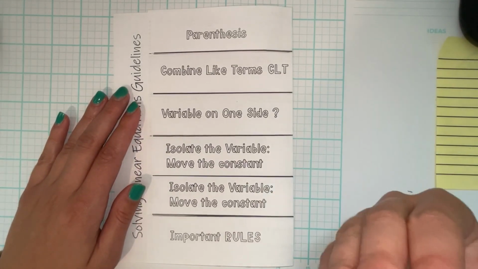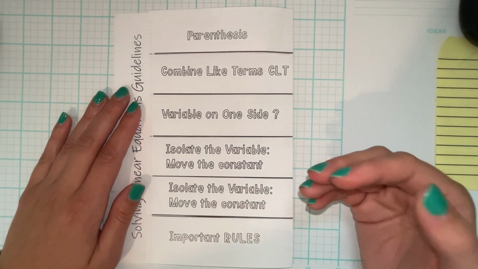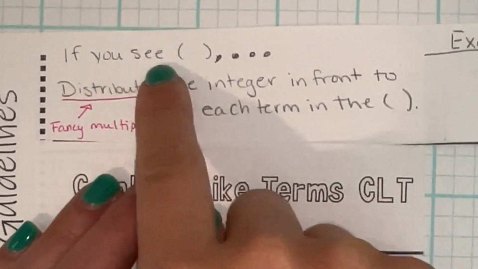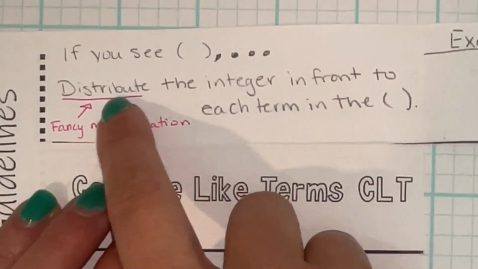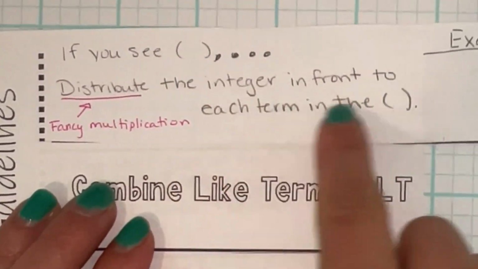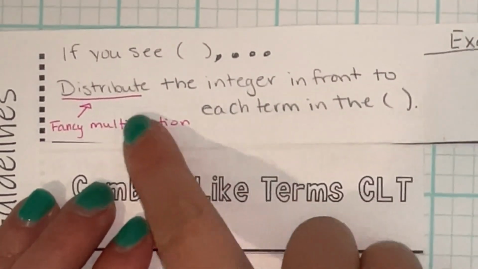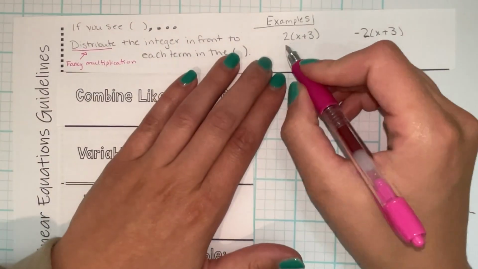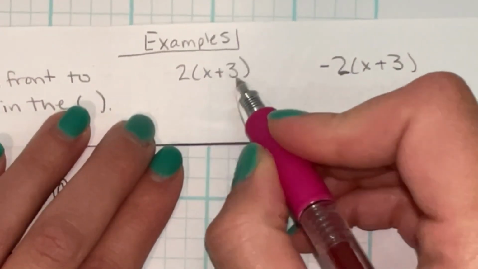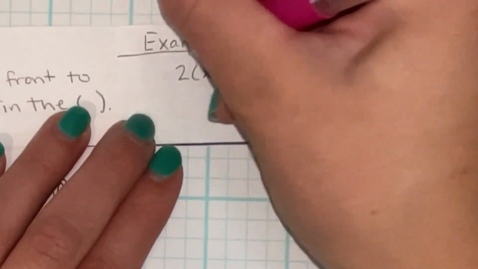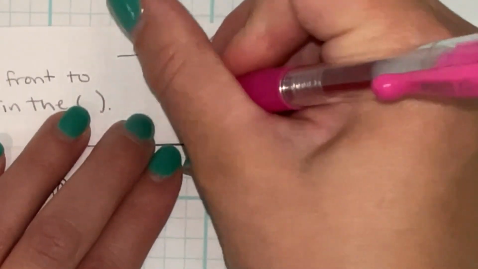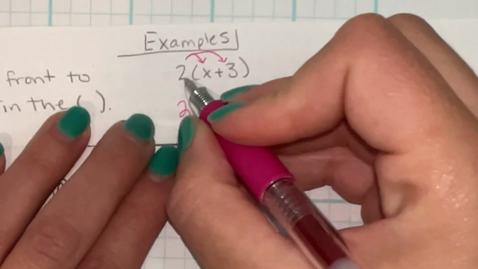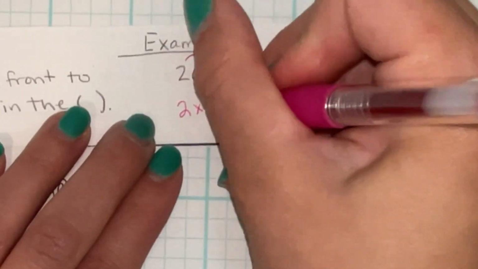the video and rewatch it if you need to, because I want to go fast to keep this video on the short side. Okay, so if you see parentheses, you will distribute the integer in front to each term inside of the parentheses. And distribute's just a fancy way of saying multiplication. So some examples, we have 2 parentheses x plus 3. This 2 is positive, so I'm going to multiply a positive 2 to x, which gives me 2x. And then to the second integer inside of the parentheses, 2 times this positive 3 is a positive 6.